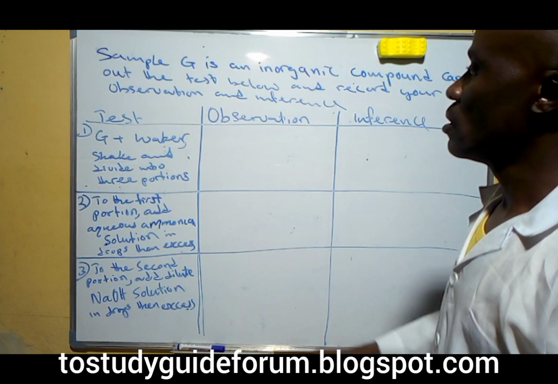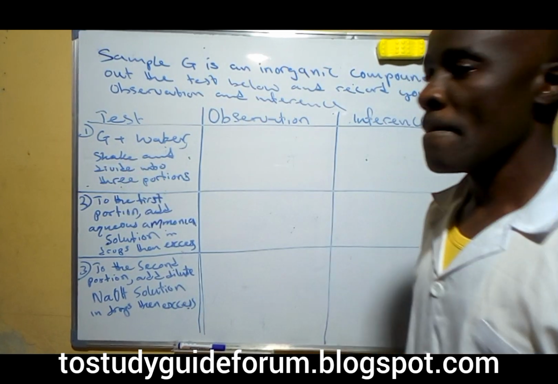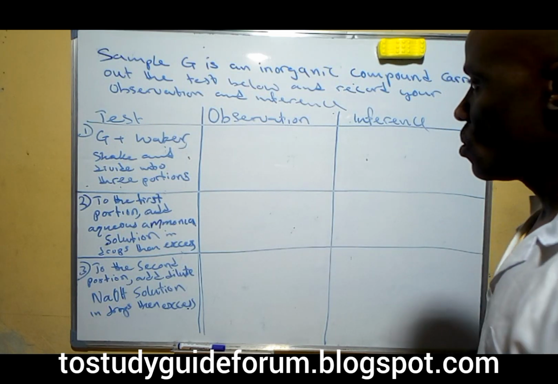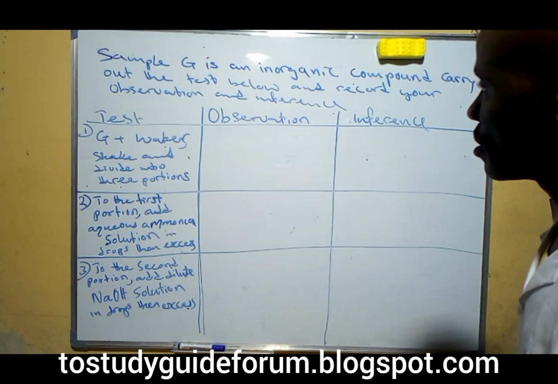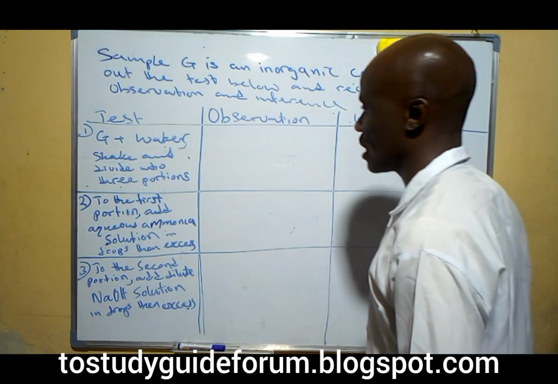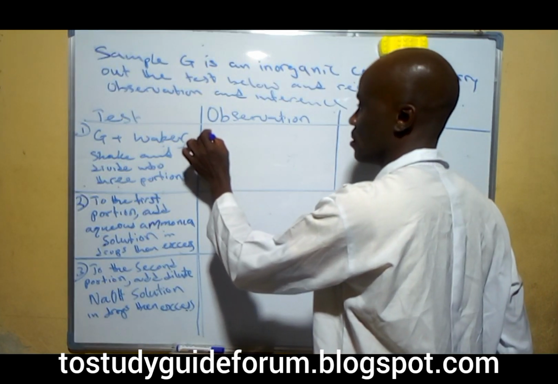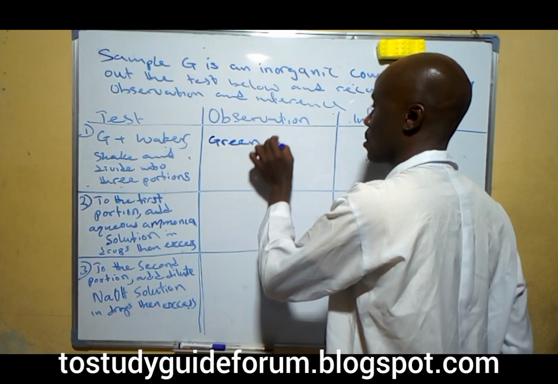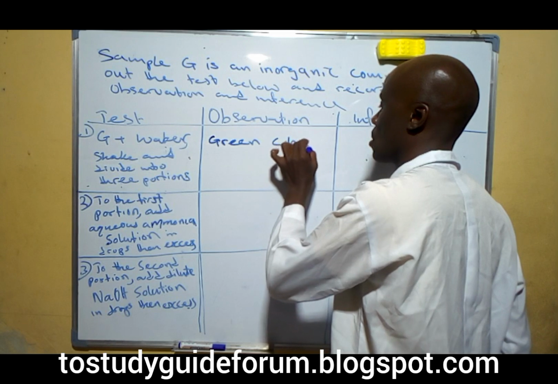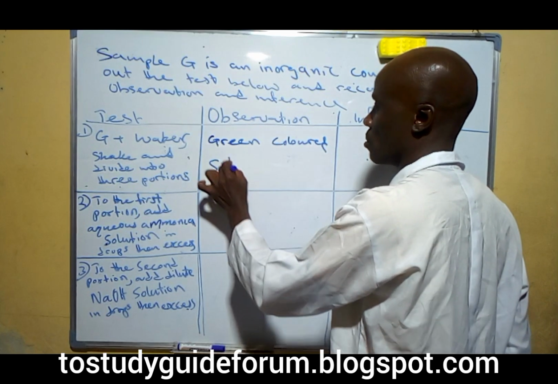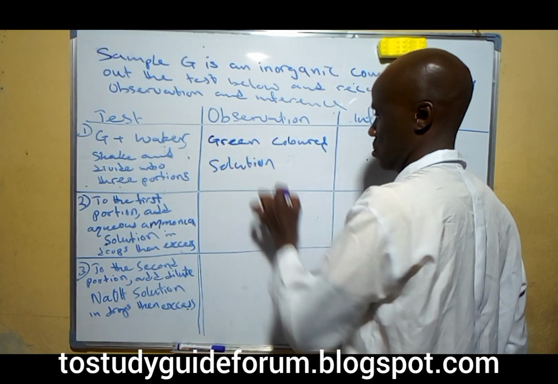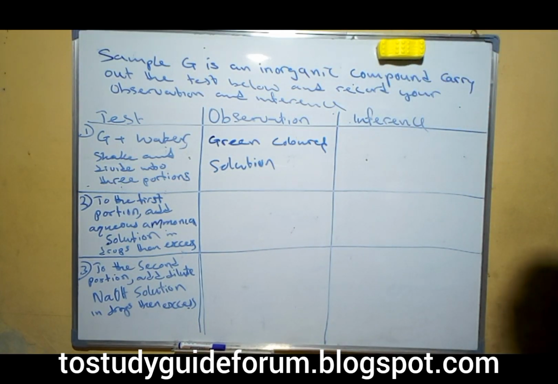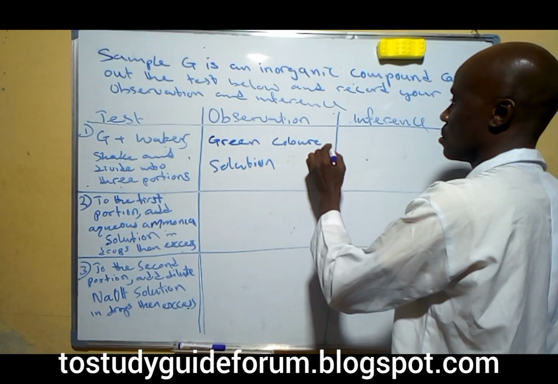G plus water, shake and divide into three portions. By adding water to it, our observation is that we have a green colored solution. A green colored solution, that is what we have.